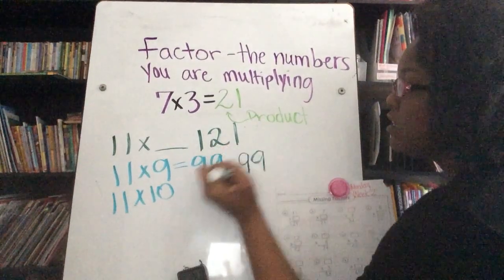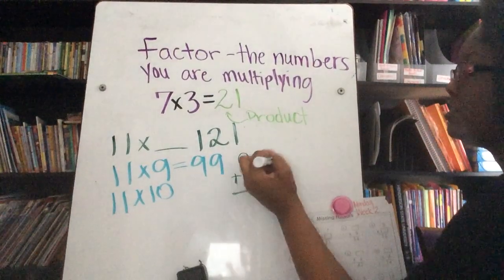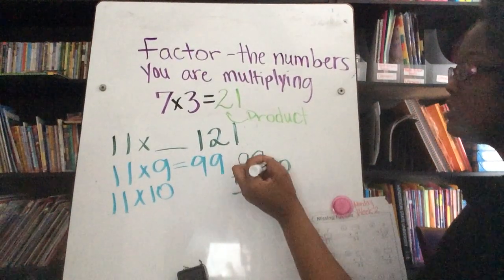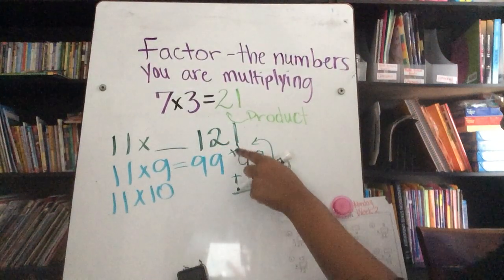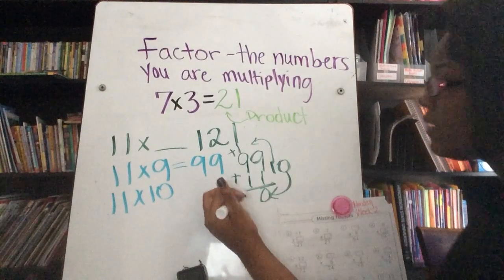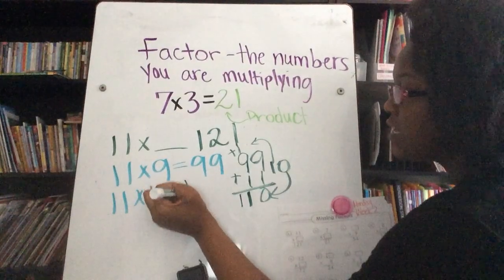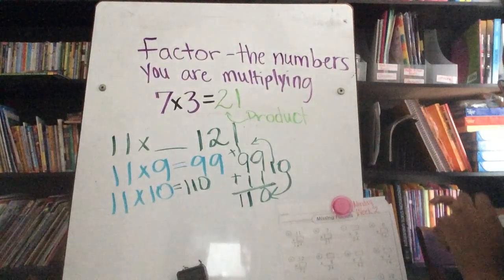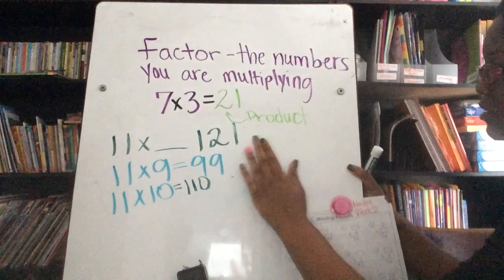99 plus 11. 9 plus 1 is 10. Put my 0 in my 1's place and my plus 1 ten above my 10's place. 9 tens plus 1 ten is 10 tens, plus 1 more ten gives you 11 tens. So that one gave me 110. That is not enough. I'm trying to get to 121.